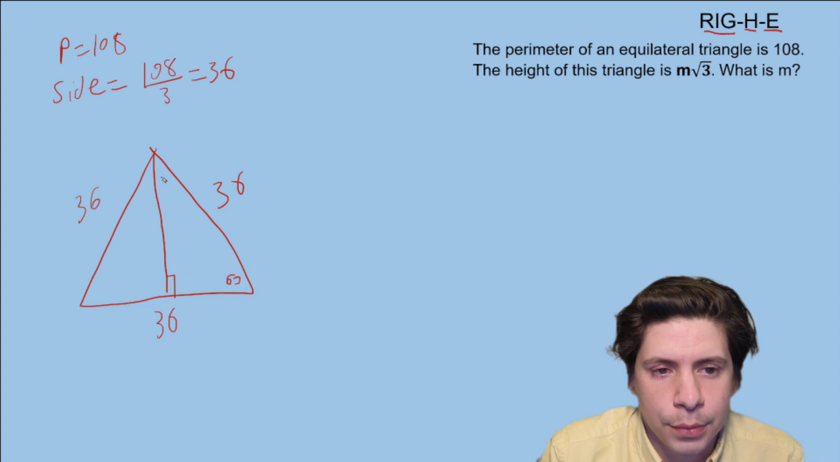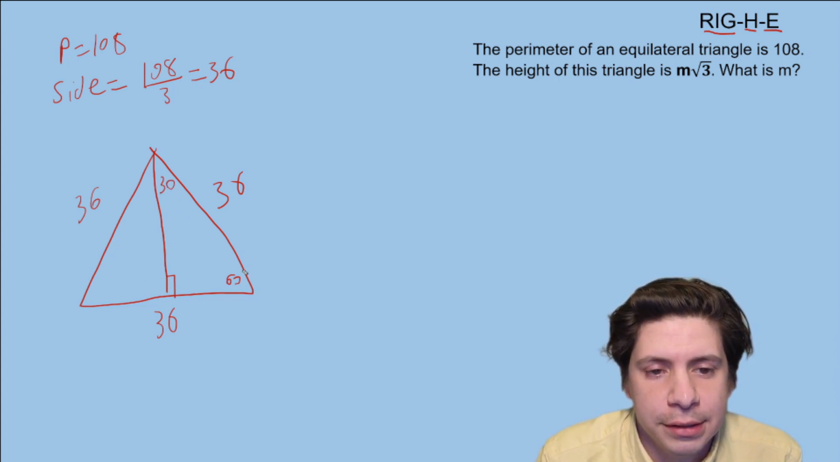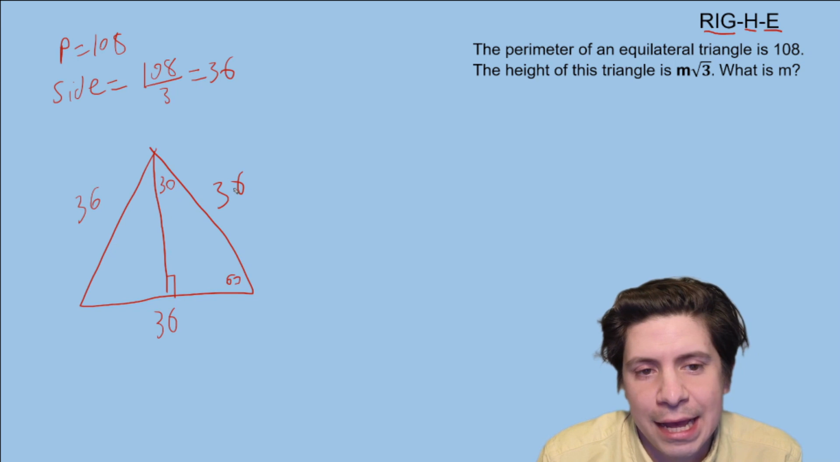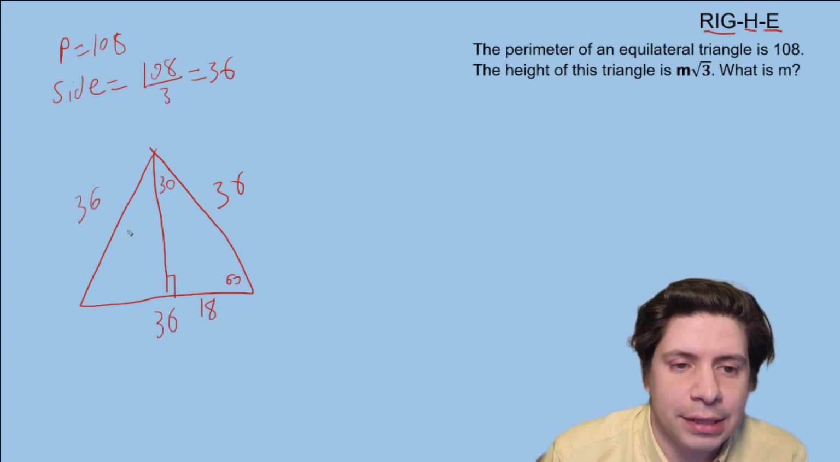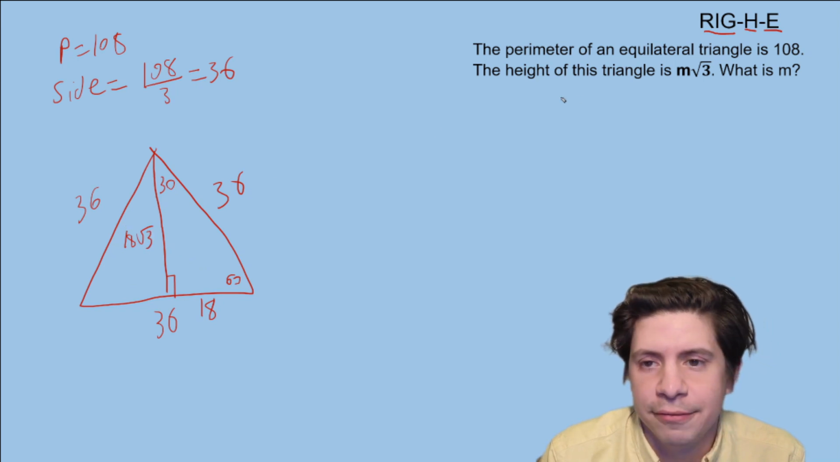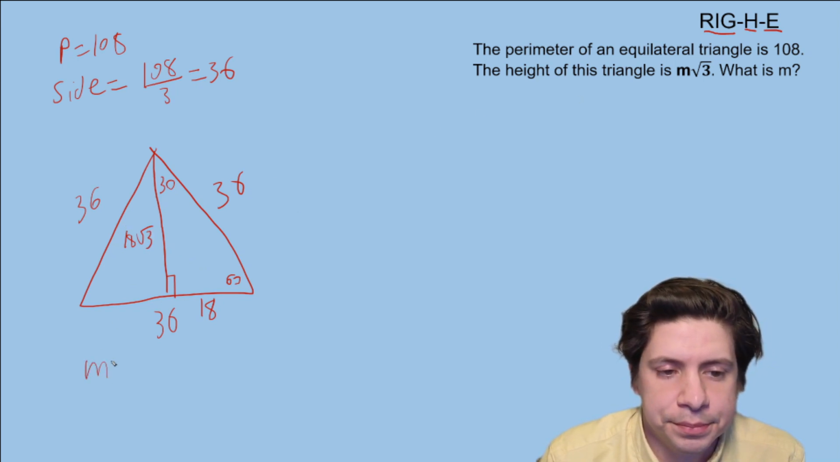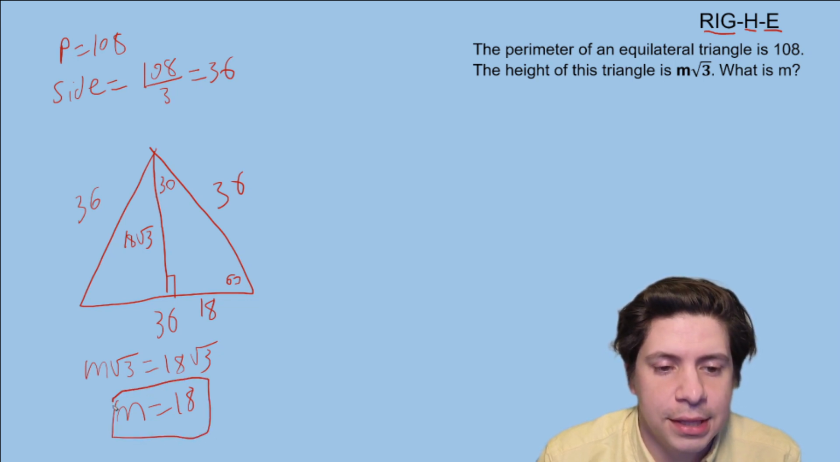60, 30. And across from 30 and across from 60, right, across from 30 is half of the 36, so it's going to be 18. And across from 60, we're going to get 18 root 3. So if it's m root 3 equals 18 root 3, m equals 18. And if you have any questions on that, let me know.